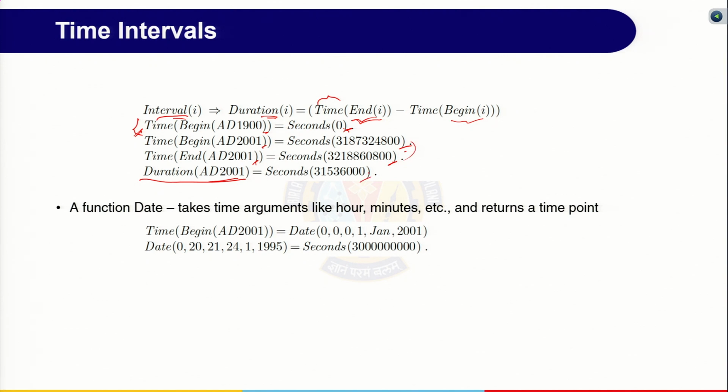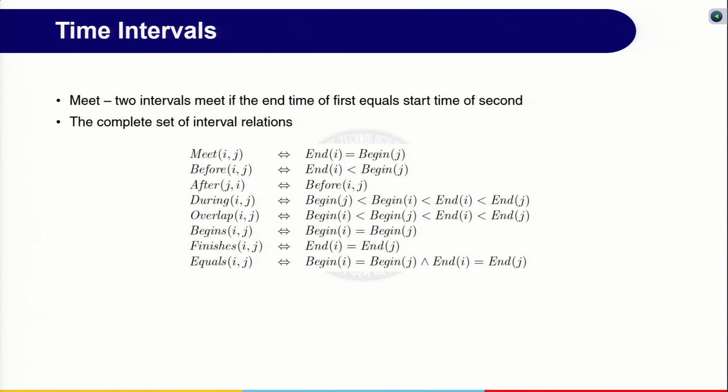A function date takes time arguments like hours, minutes, etc. and returns a time point. It is just an extension of the function time, and it takes exact details of the number of hours, seconds, minutes, and the entire date, and then returns the number of seconds that have elapsed since the beginning of time.